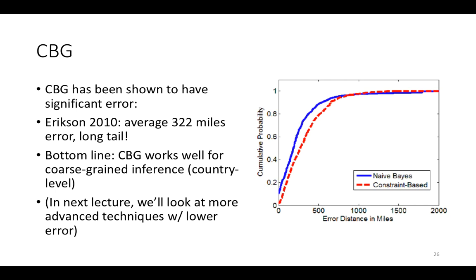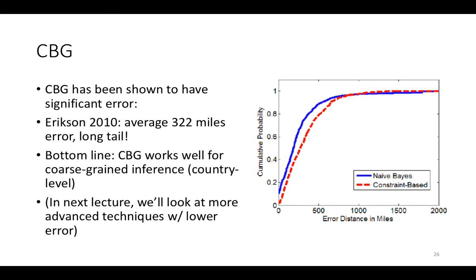I've mentioned previously that CBG has been shown to have significant error. Referring back to Brian Erickson's work in 2010, his group found that CBG has an average of 322 miles of error. And even more importantly, or perhaps as importantly, this error plot has a very long tail. This CDF on the right is taken from Brian's 2010 paper, where we can see the cumulative probability over all of their geolocation estimates for constraint-based in the red line.